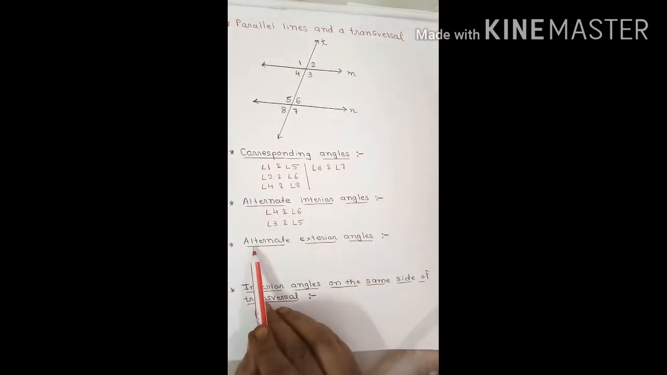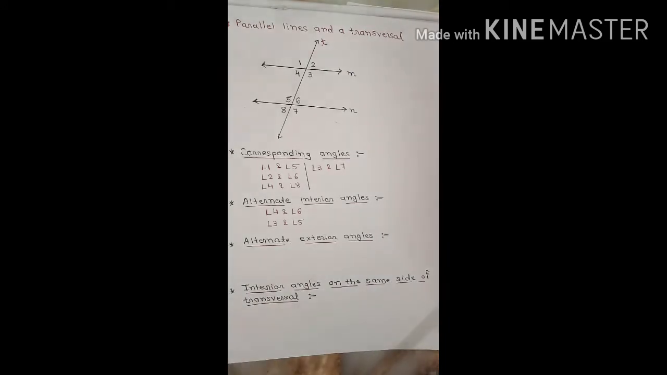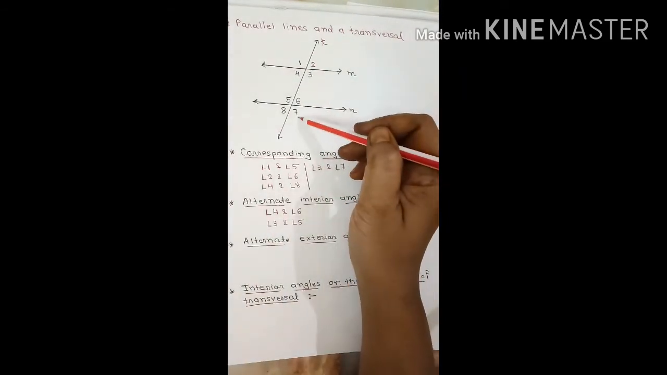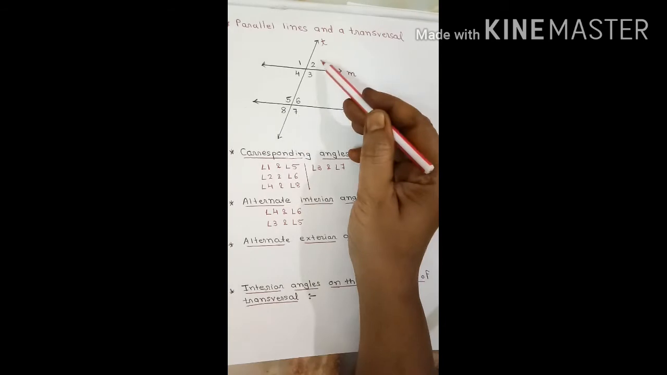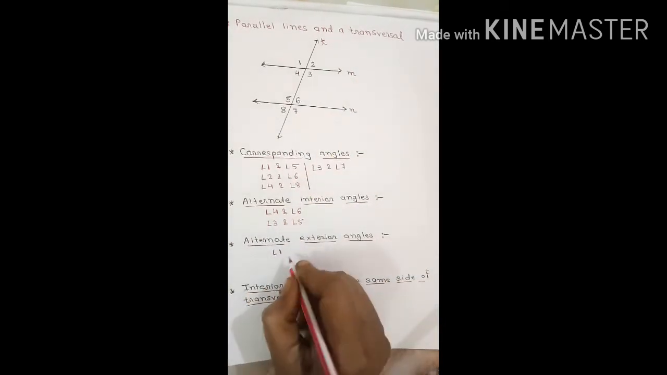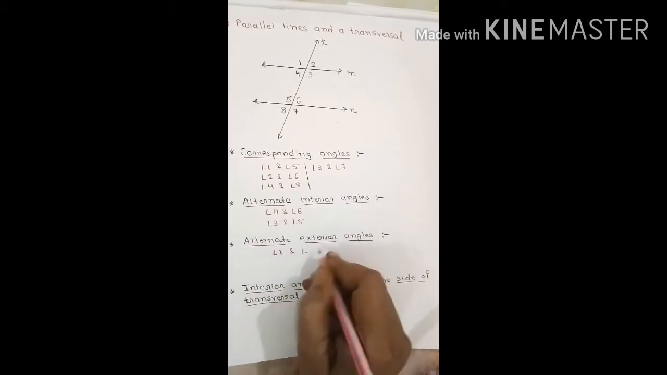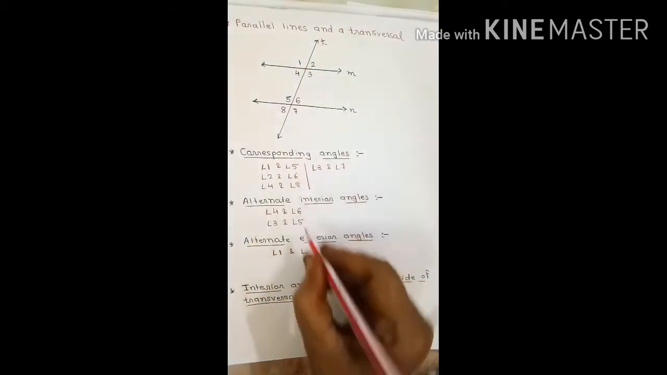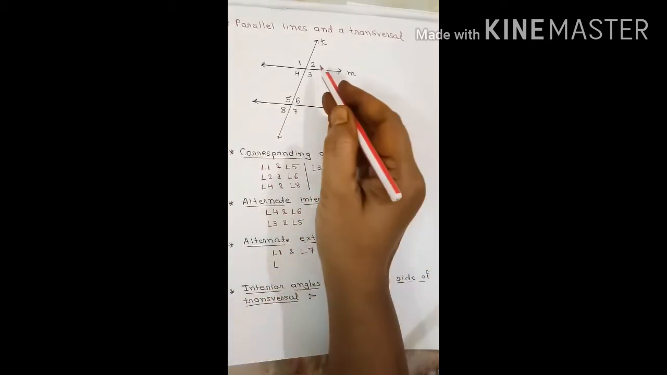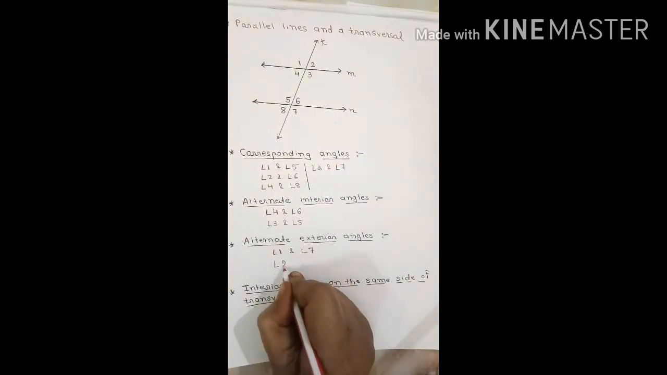Now next is alternate exterior angles. Alternate exterior angles are the exterior angles outside. That means 1 and 7. And same way 2 and 8. So alternate exterior angles are angle 1 and angle 7, and another pair is angle 2 and angle 8.